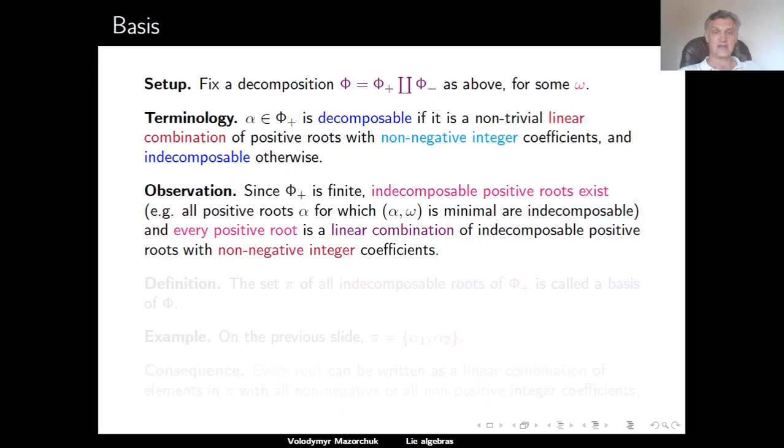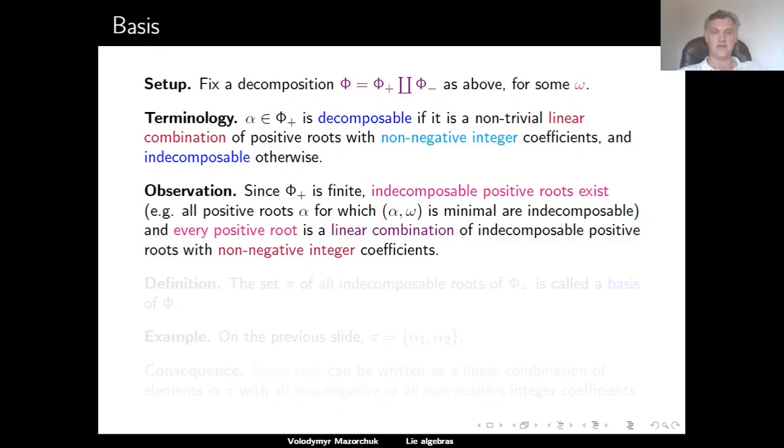Let's note that the fact that phi, and hence also phi plus, are finite sets implies that indecomposable positive roots must exist. Indeed, any positive root which minimizes the scalar product with omega must be indecomposable, because any decomposition of it into a linear combination with positive coefficients would imply that for each non-trivial summand, the scalar product should be smaller. So indecomposable roots definitely exist, and by definition, every positive root is a linear combination of indecomposable positive roots with non-negative integer coefficients.